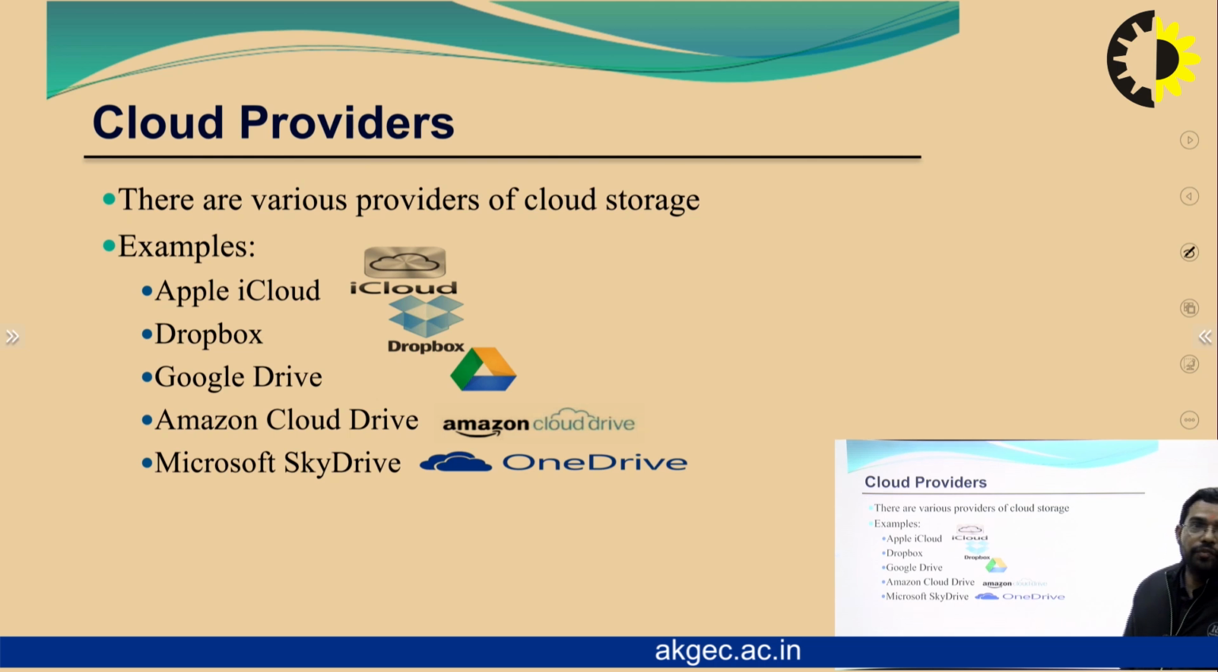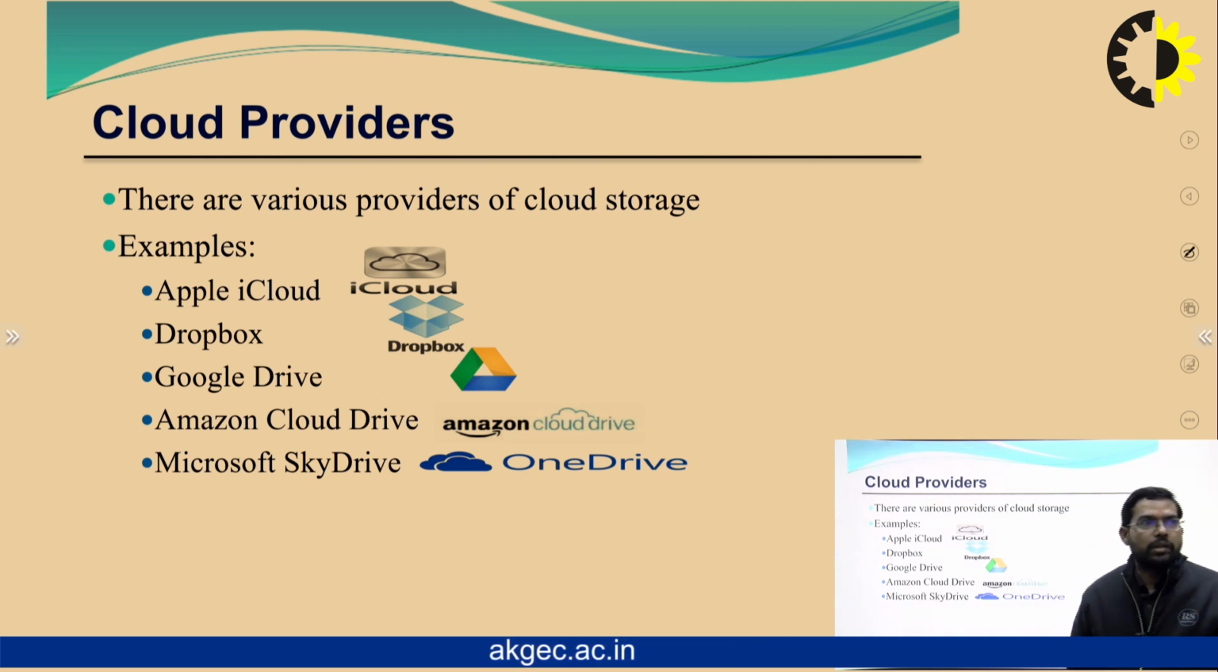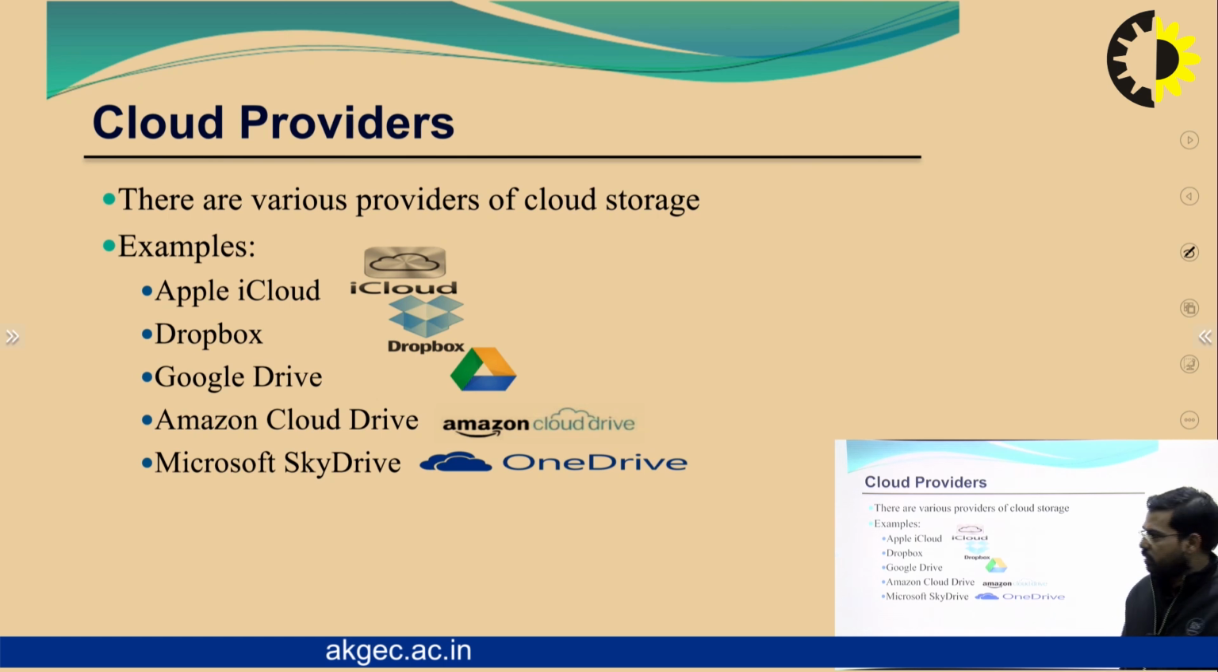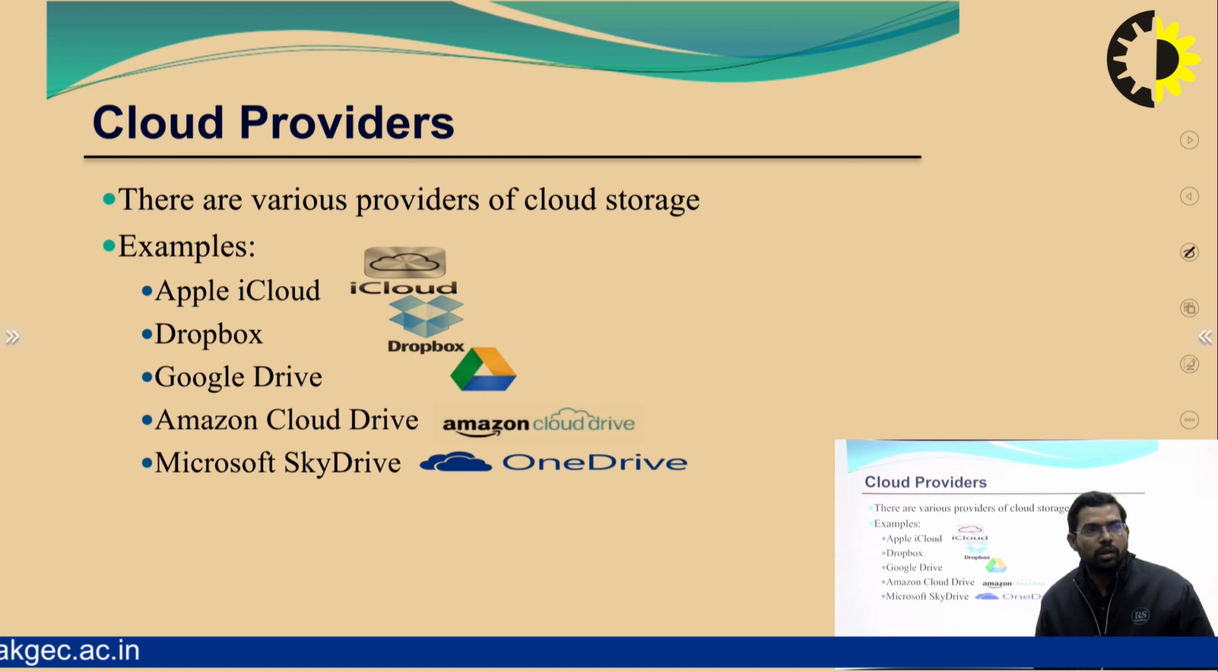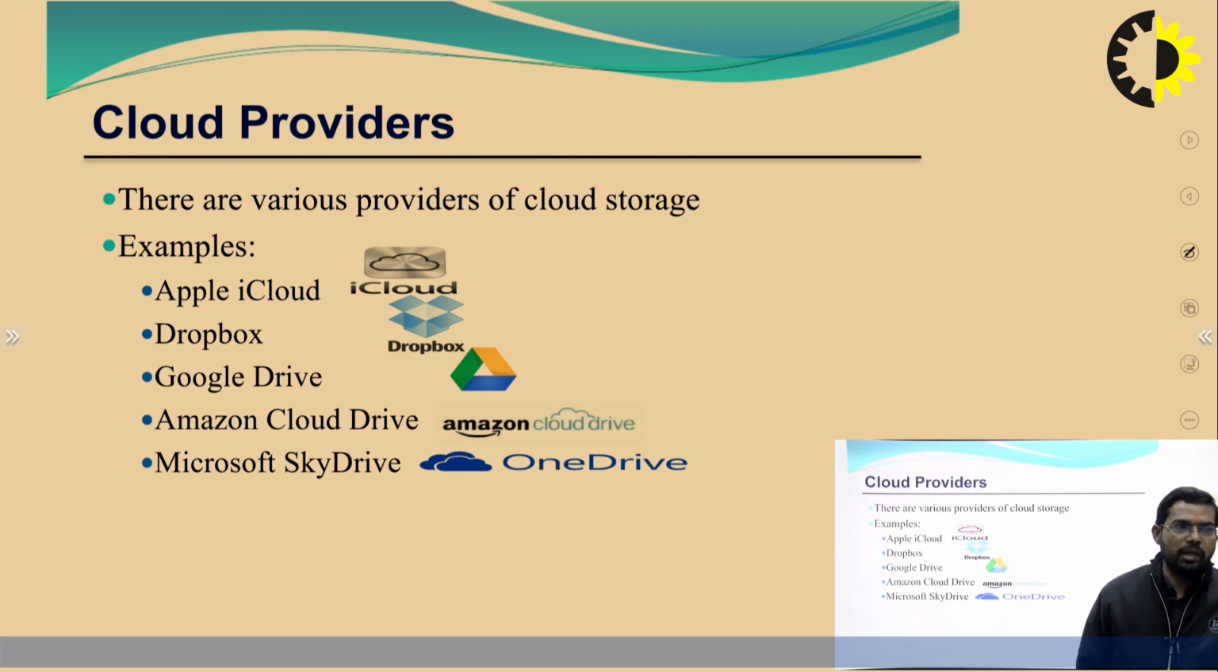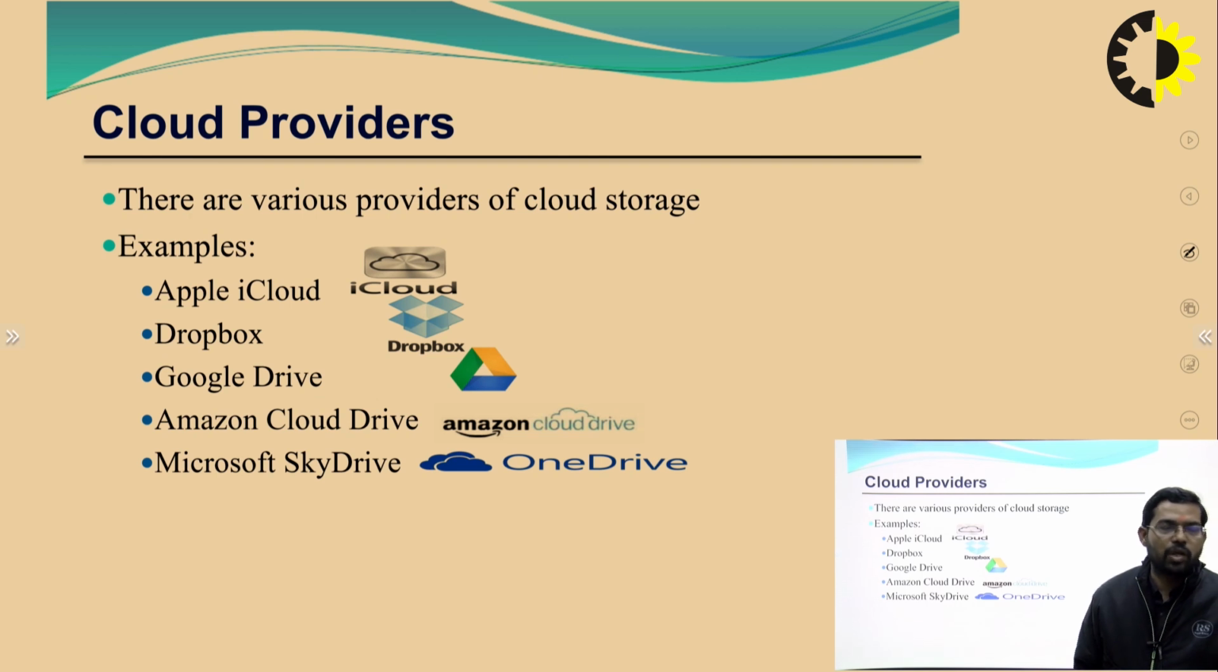There are different cloud providers. There are various providers of cloud storage. For example, Apple iCloud. The Apple company created its own cloud storage, called iCloud. If you are using a Mac phone or macOS, all the data storage is included in iCloud. The second one is Dropbox, which is also a cloud provider. Then Google Drive: we already know about Gmail, and we can easily access Google Drive and upload our data into it.